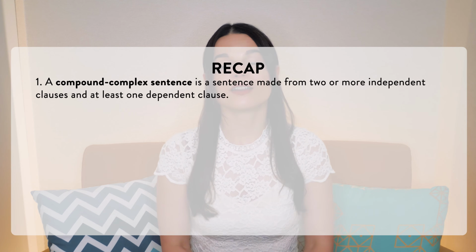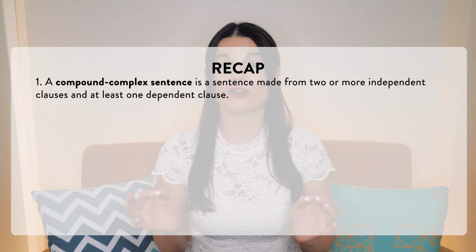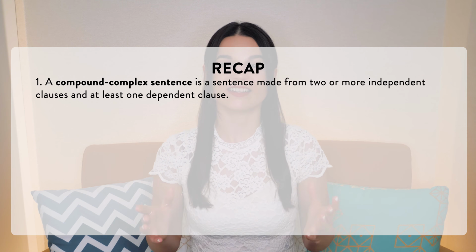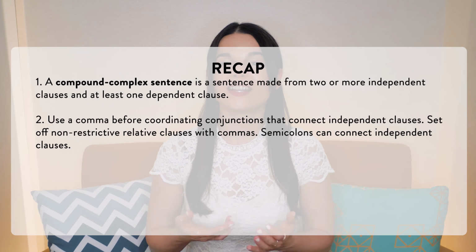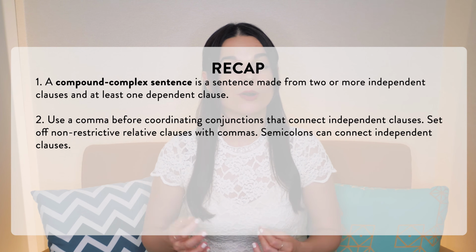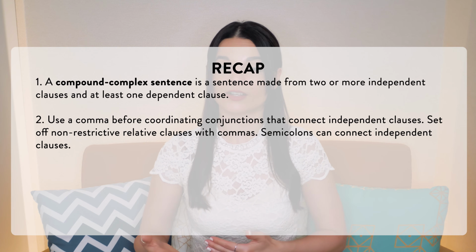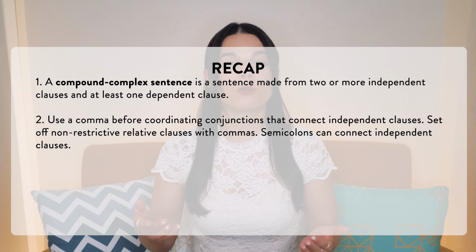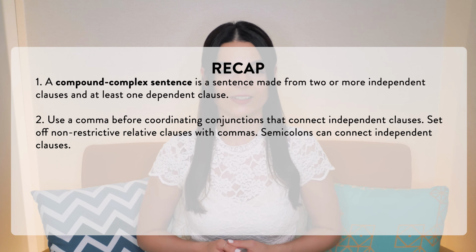First, we learned that a compound complex sentence is a sentence made from 2 or more independent clauses and at least 1 dependent clause. Second, just like we talked about in earlier episodes of this series, we punctuated independent clauses connected with a coordinating conjunction with a comma. We talked about setting off non-essential or non-restrictive relative clauses with commas. Also, we reviewed a use of semicolons. We can use them to connect independent clauses.